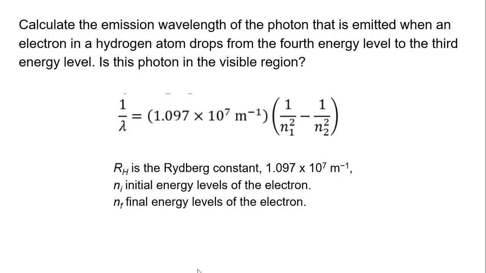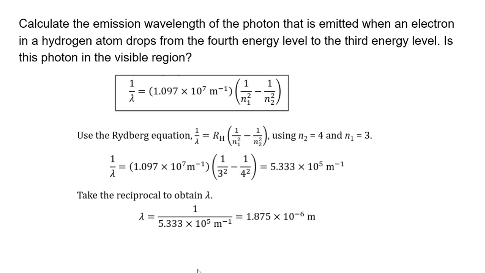Calculate the emission wavelength of the photon that is emitted when an electron in a hydrogen atom drops from the 4th energy level to the 3rd energy level. Is this photon in the visible region? So we want to take a look at the wavelength. That's what this answer should be in. And we're going to see, based on the electromagnetic spectrum, if it falls in the visible wavelength.